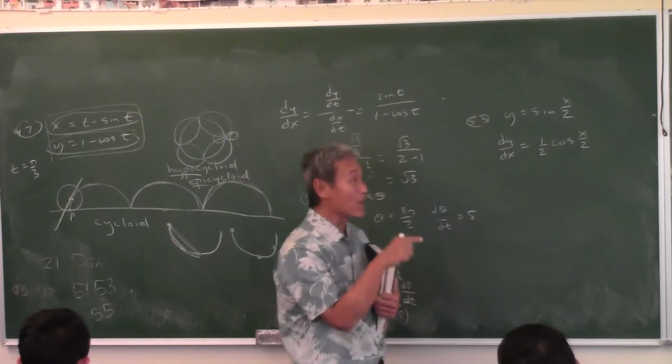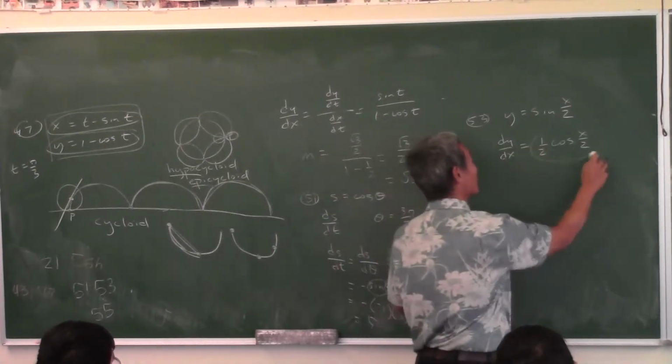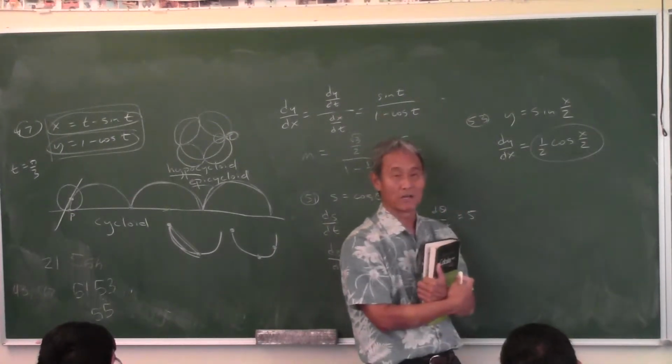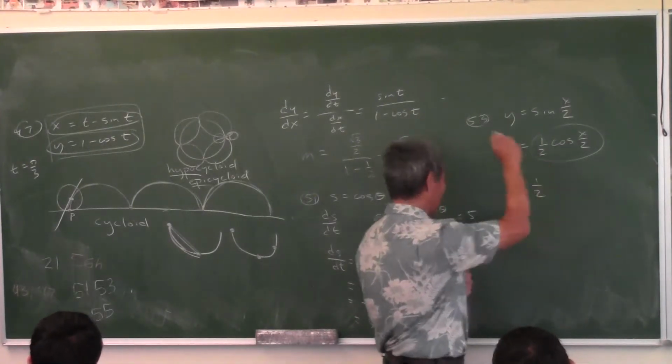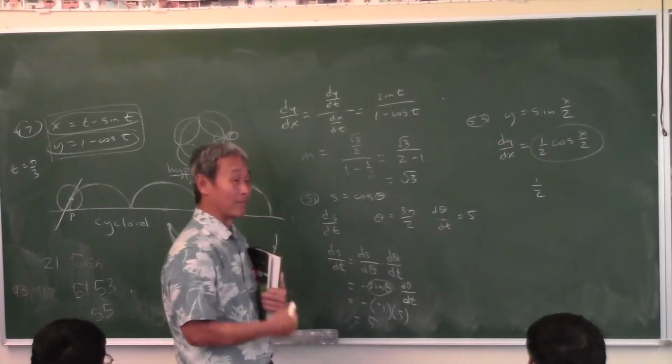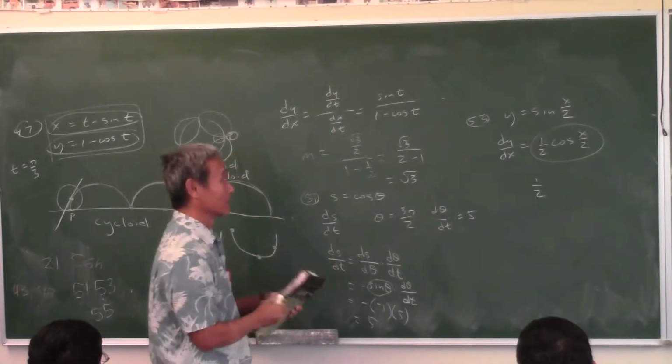Now they're asking, what is the biggest this will ever be? Well, what's the biggest cosine ever gets? 1. So therefore, what's the biggest this will ever be? 1/2, finish. Box that. The biggest cosine and sine ever gets is 1.